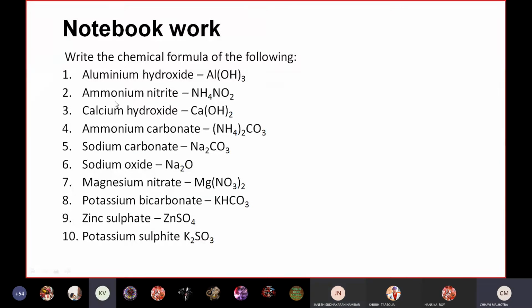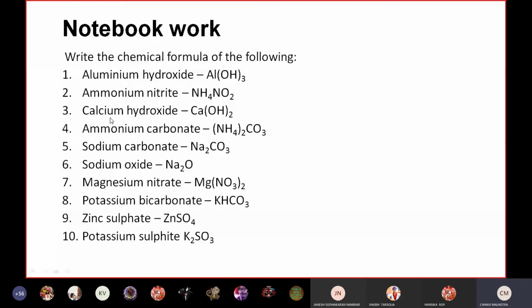Next is ammonium nitrite. What is the symbol for ammonium? NH4. Nitrite is NO2. What is the valency of the ammonium ion? 1. And nitrite? 1. See, when we talk of valency, we don't include the charges. You just have to tell the number. Then we crisscross and we get NH4NO2.